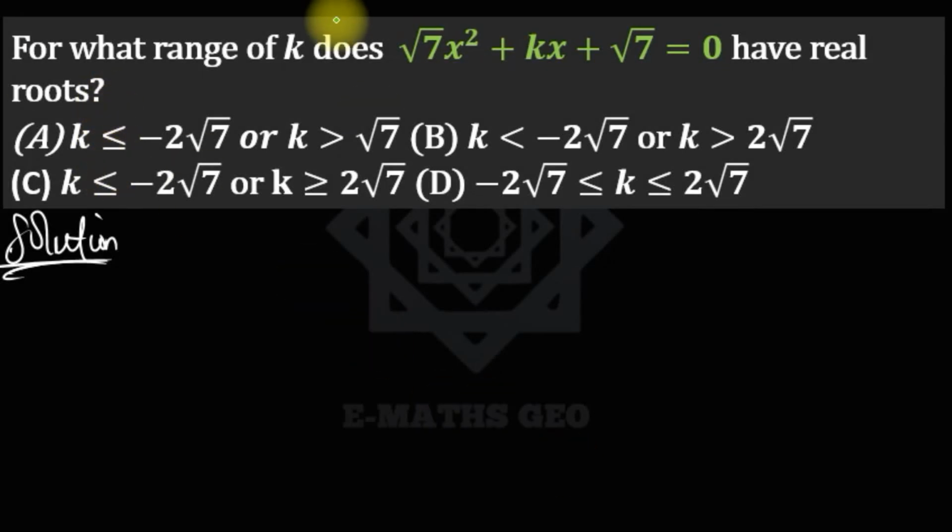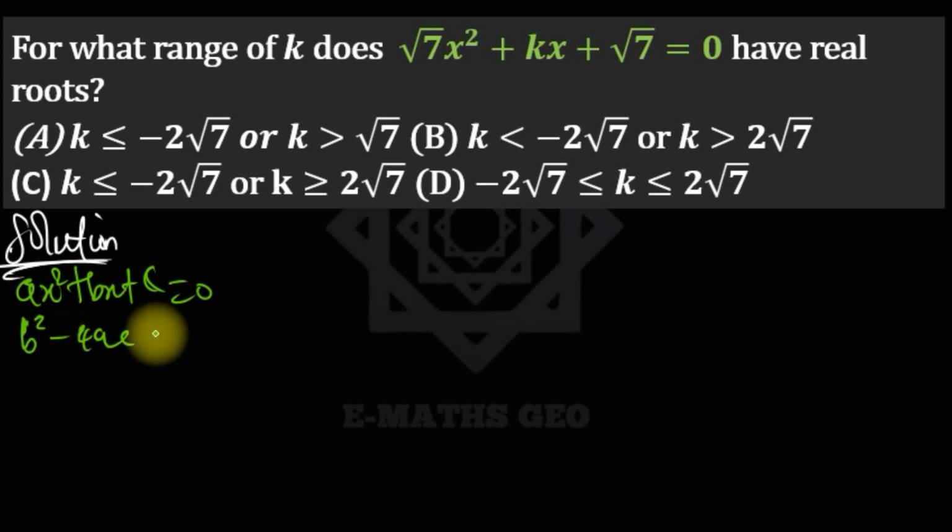So for what range of k does root 7x squared plus kx plus root 7 equal to 0 have real roots? We should know that for a quadratic equation ax squared plus bx plus c equal to 0, for it to have real roots, b squared minus 4ac must be greater than or equal to 0. That's for it to have a real root.